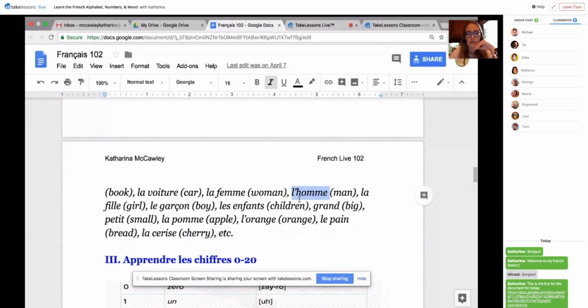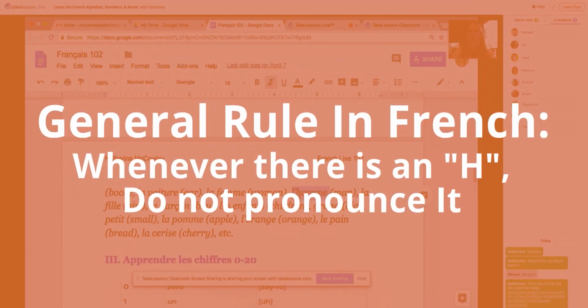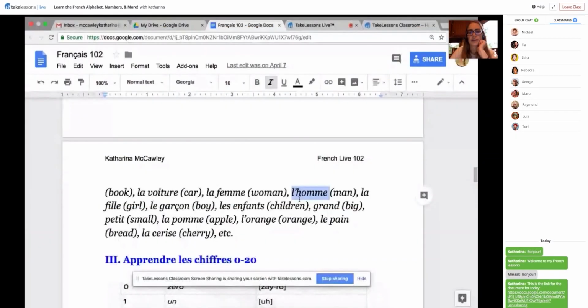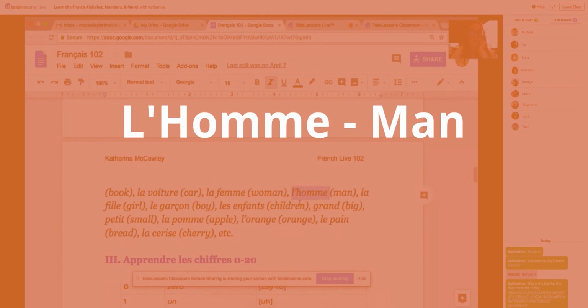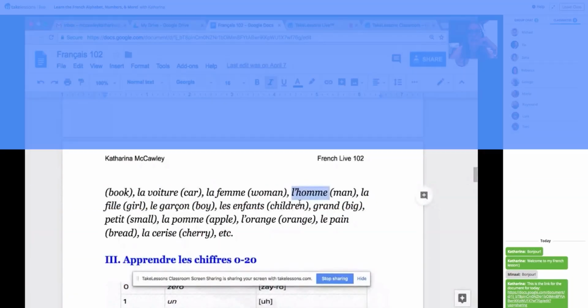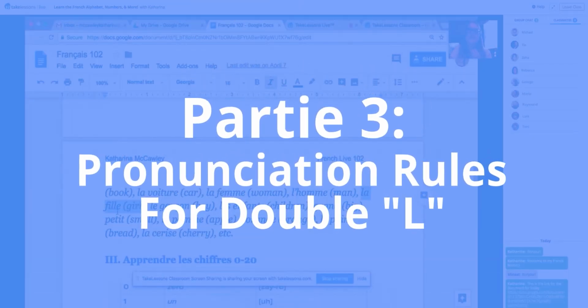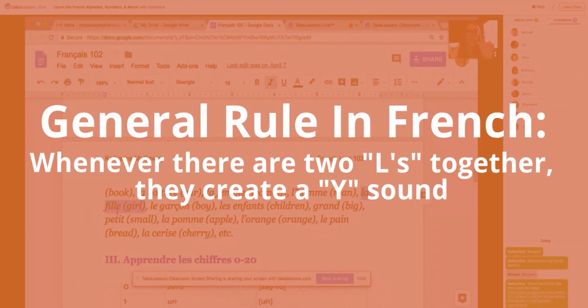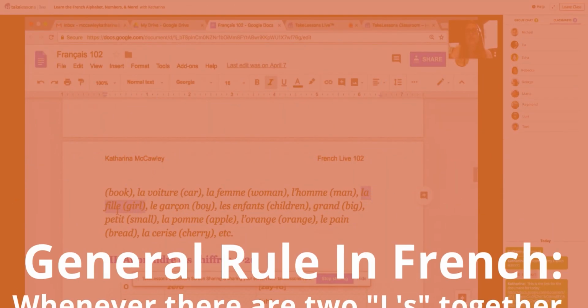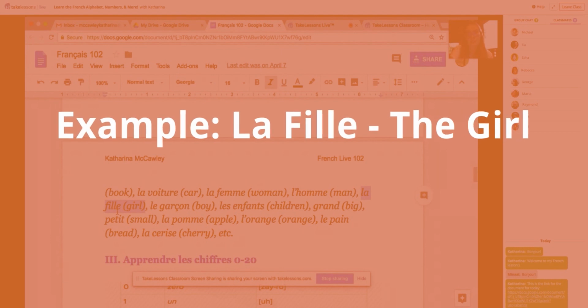It's pretty much all the time that the H is silent. That's a general rule. Whenever you have an H, you don't pronounce it. So it's just like l'homme, it's there, but you don't say it. It's always like a y sound almost when you have two L's together. So fille, you wouldn't think that that's how you spell it.